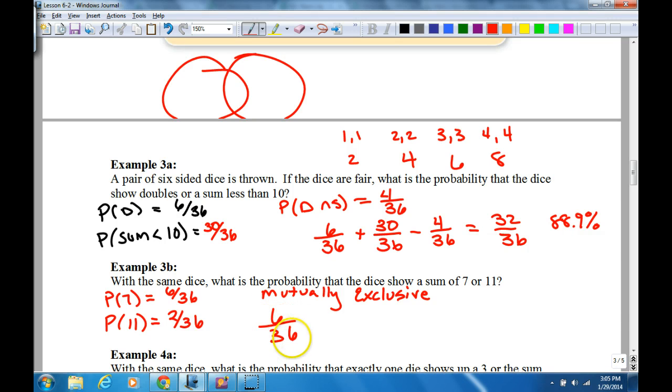Okay? So 6 out of 36 plus 2 out of 36 is what? It's 8 out of 36. And it would be 2 over 9, and you could put it in your calculator and find the percent. Okay?